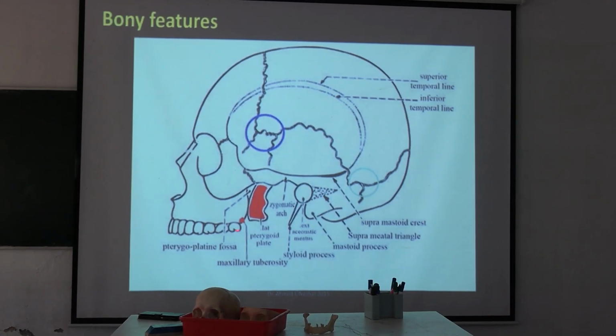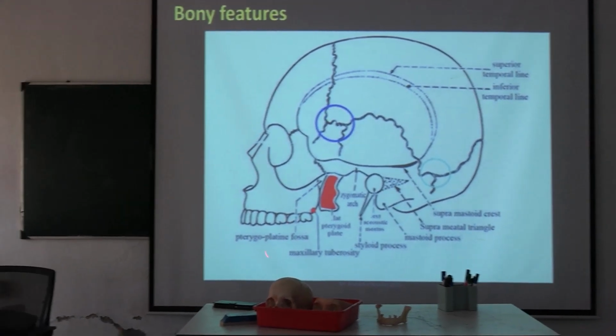And this elevation here, in this maxilla, is known as the maxillary tuberosity. All those are included within the infratemporal fossa. And through this fissure between the lateral pterygoid plate and maxilla, if you enter inside, you will reach the pterygopalatine fossa. The nerve plexus and blood vessels are lying in this fossa, the pterygopalatine fossa.